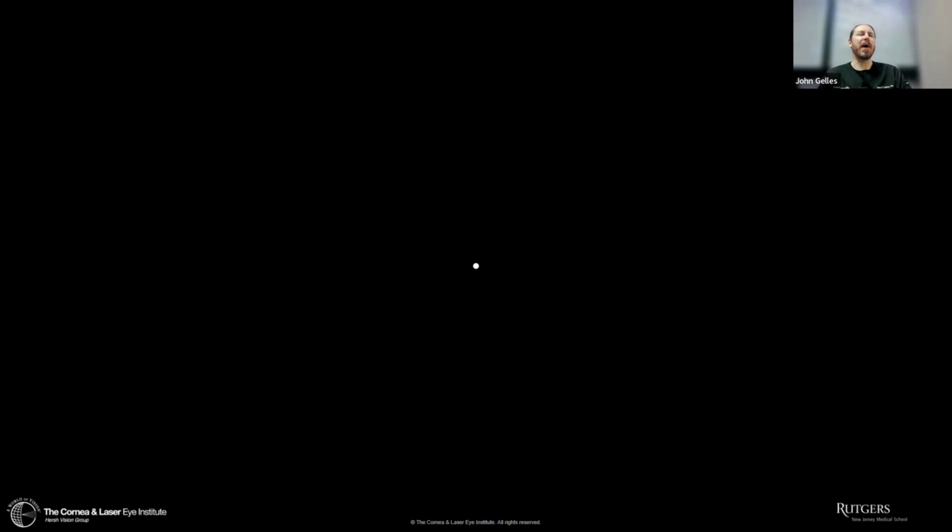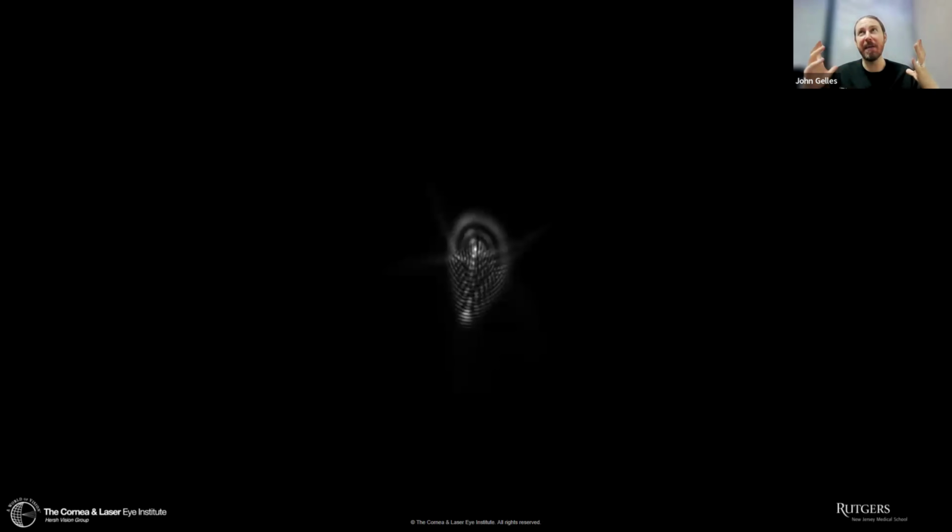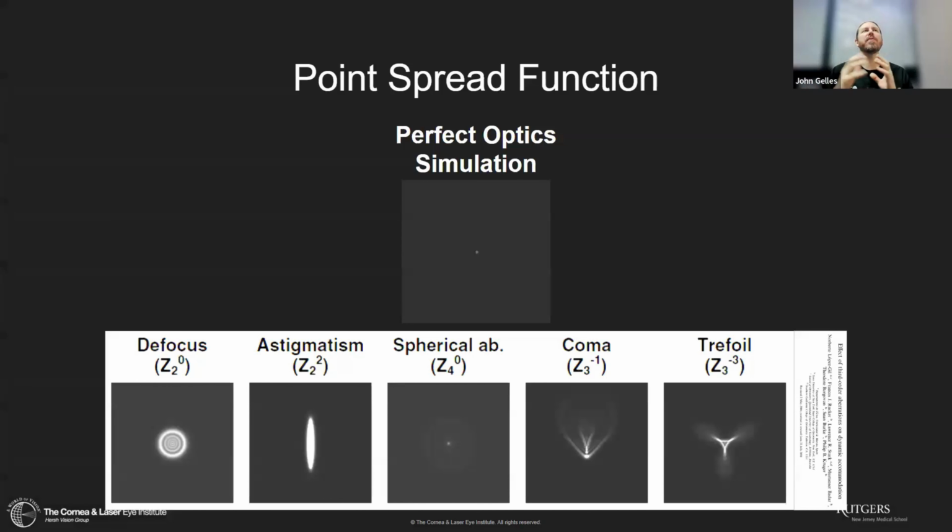Now, if you have a normal eye with some astigmatism or even some coma, you may see a directional streak. If you see something like this, you may actually have keratoconus. What you're seeing is a large deformation of that spot. What we just reviewed is something called a point spread function, and this is a really good way to simulate higher order aberrations.